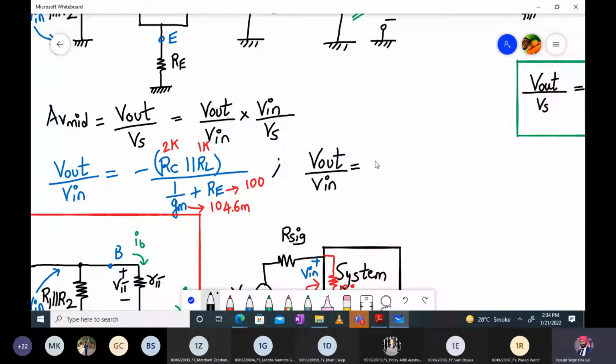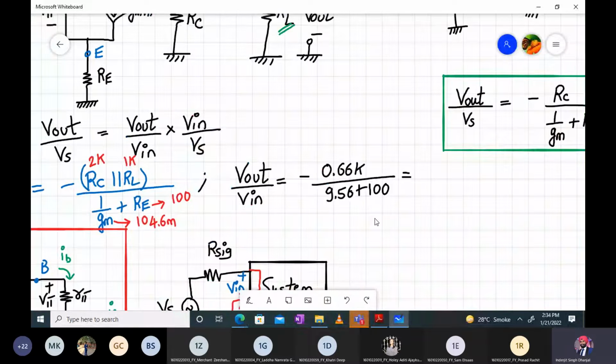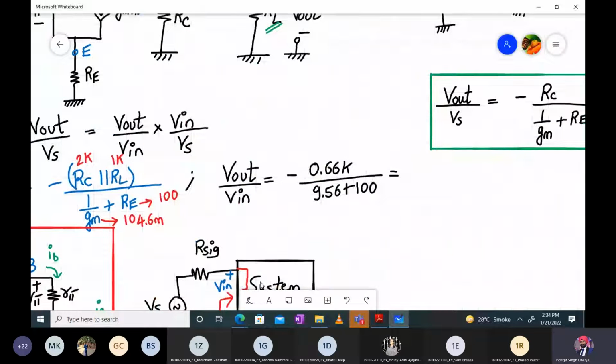Okay, so please calculate it. You'll get 0.66K, 2K parallel to 1K, divided by 1 upon gm. It will be 1 divided by 104.61 milliampere. That will be 9.56. Please confirm the answers, okay? Plus 100. So the value is coming out to be how much now? Divide this fraction and let me know. And it's minus, okay? Minus.